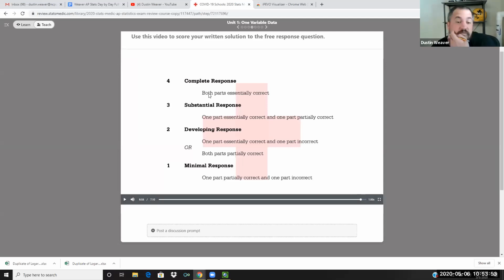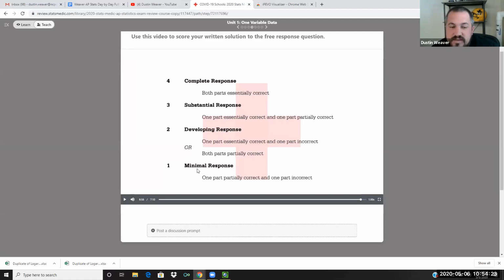So questions are scored from 0 to 4. A 0 means you didn't even attempt it or you got nothing right. An E on part A and an E on part B would mean you get a 4, essentially correct. If you get one part essentially correct and the other partially correct, you get a 3. If you get one part essentially correct and the other one completely incorrect, you still get a 2. If you get both parts partially correct, you get a 2. And then if you only get one partial somewhere, that would be a 1.